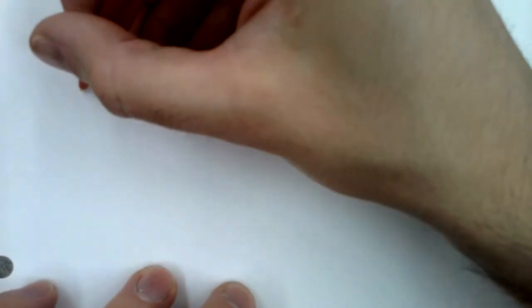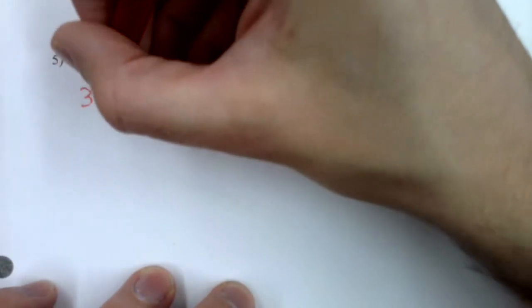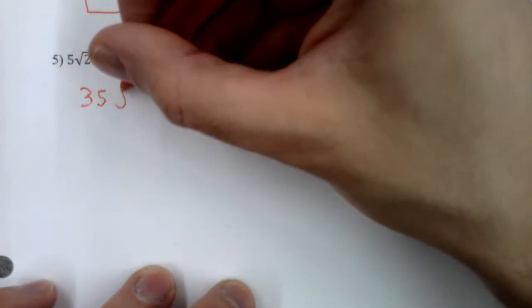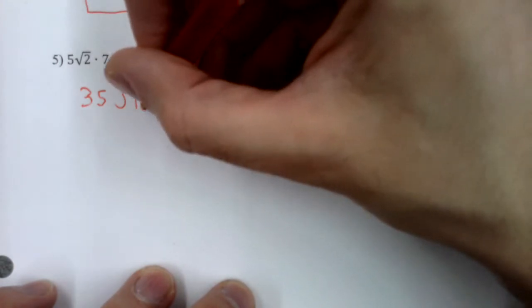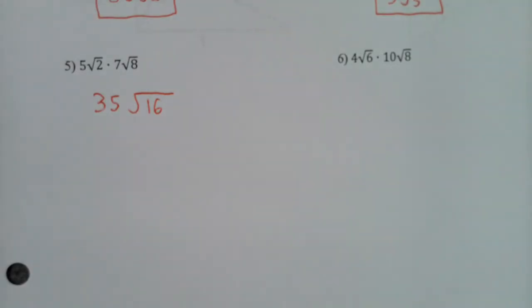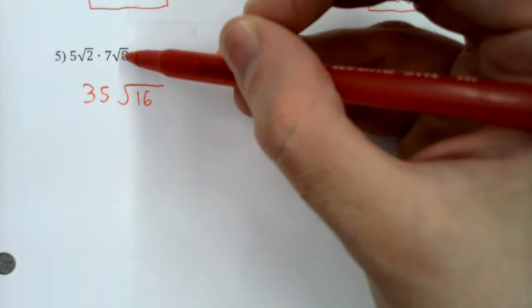Number 5, multiplying. You can multiply where the radicands are not the same. So you can do 5 times 7 is 35. And you can do square root of 2 times square root of 8 is square root of 16.